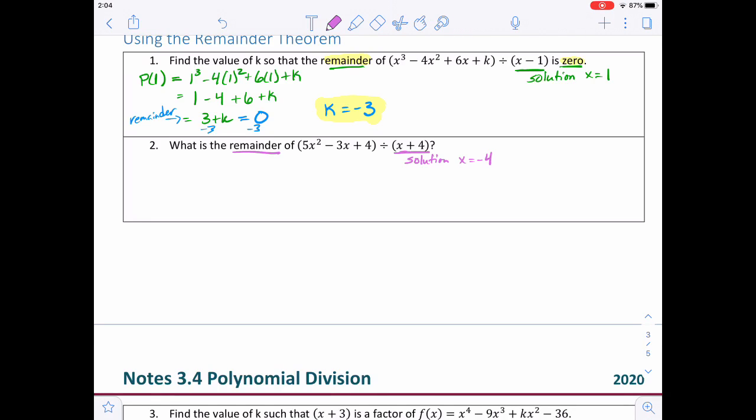So what's the remainder? Well, we're going to plug it in. We have 5 times negative 4 squared minus 3 times negative 4 plus 4. That's 5 times 16 plus 12 plus 4. So we get 5 times 16 plus 16, and we would get 96, and this is our remainder. So we can find remainders by just plugging stuff in.